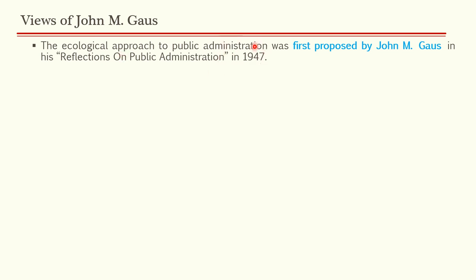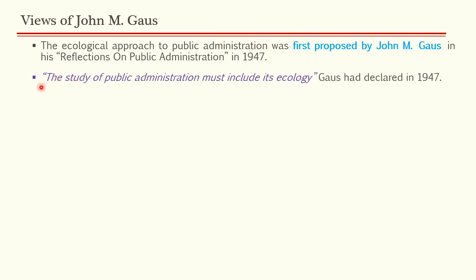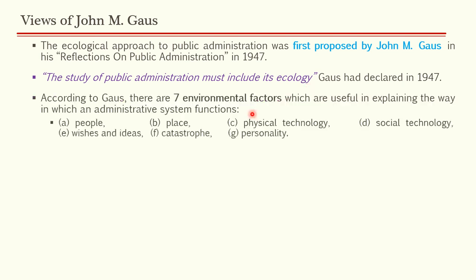So this happened in 1947. John M. Gaus was the first person who proposed the ecological approach, and he said that the study of public administration must include its ecology. This is a very famous statement by John M. Gaus. Whichever book on the ecological approach of public administration you pick up, you will find this statement. It was made by John M. Gaus in 1947 in his book, and this has become very famous, that public administration must include its ecology.